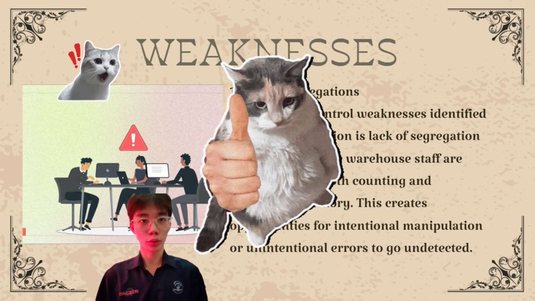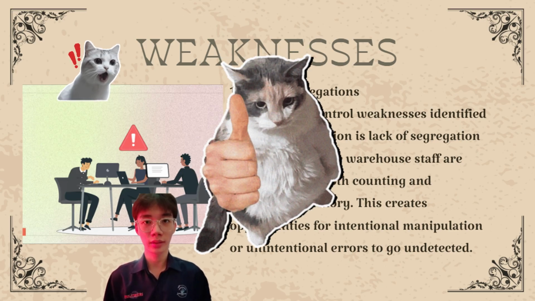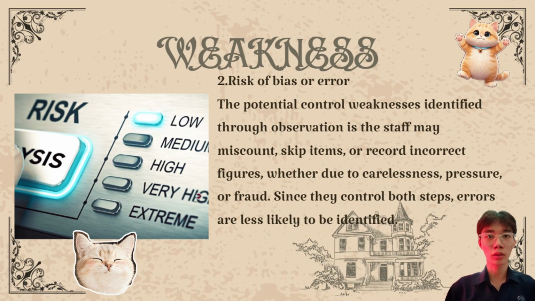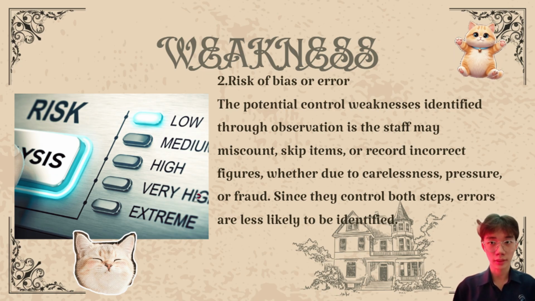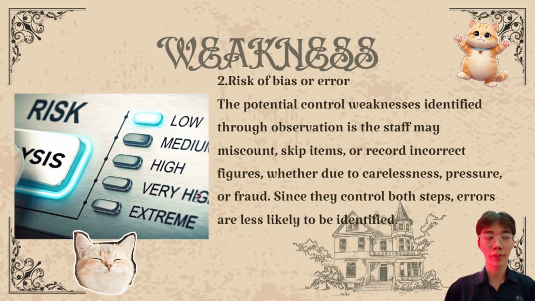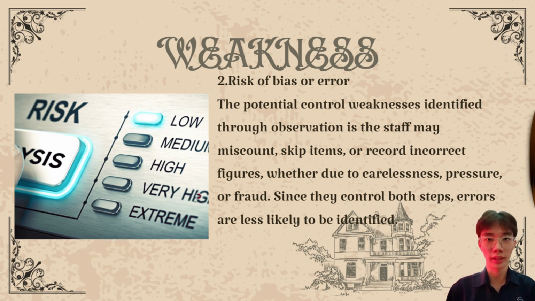This creates opportunities for intentional manipulation or unintentional errors to go undetected. Second weakness is risk of bias or error. The potential control weakness identified through the observation is the staff may discount, skip items or record incorrect figures, whether due to carelessness, pressure, or fraud. Since they control both steps, errors are unlikely to be identified.